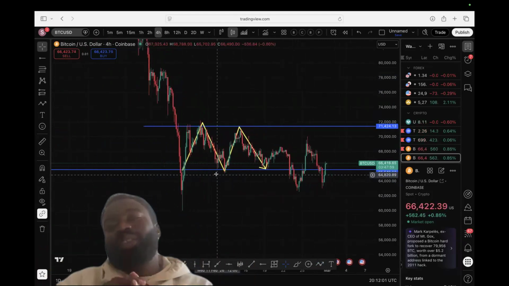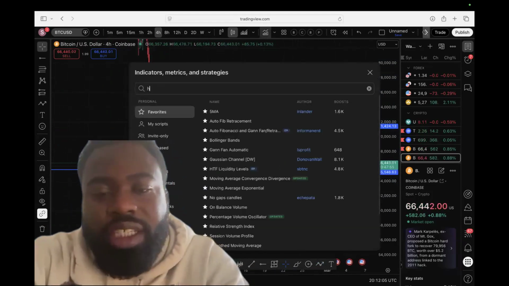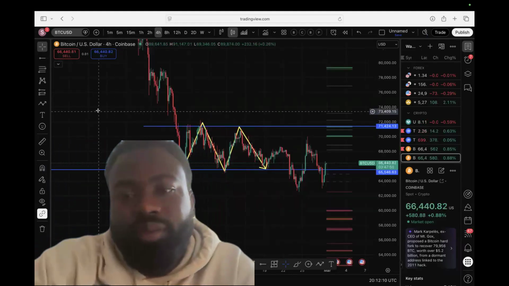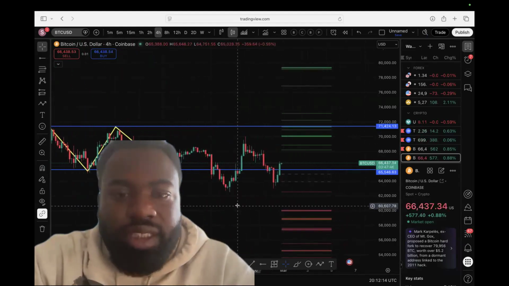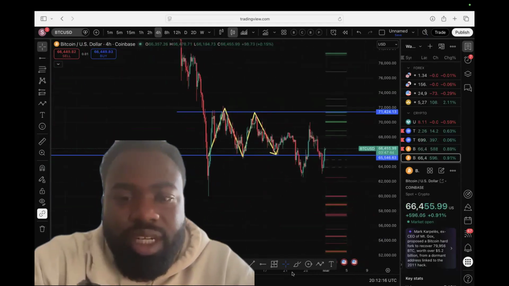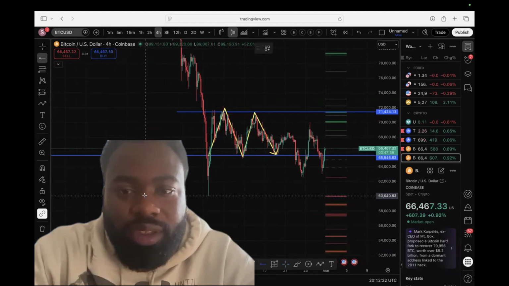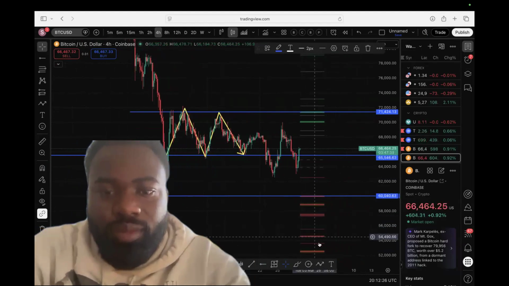Oh man, so what I'm gonna show you guys, which is also dope, is this right here: HTF liquidity levels. I don't talk about this a lot, but it's very important. Let's say this right here, right? When this drop happened, we lost this support. Look how perfect. It's not a coincidence that the price dropped right here.